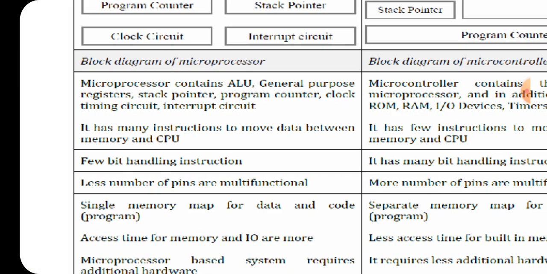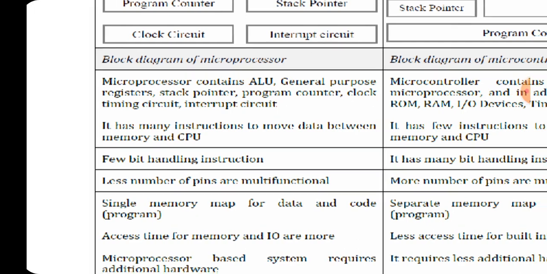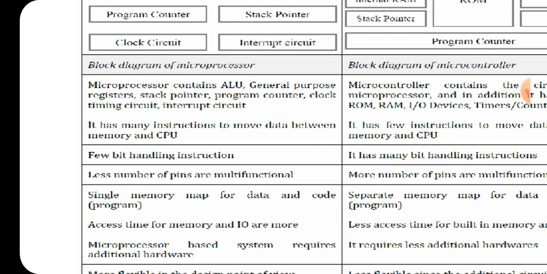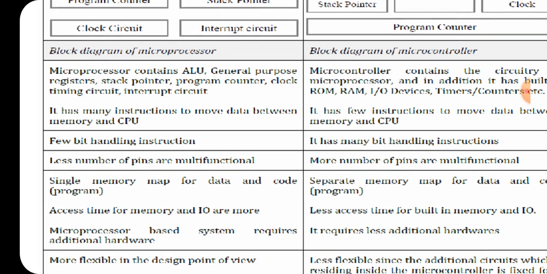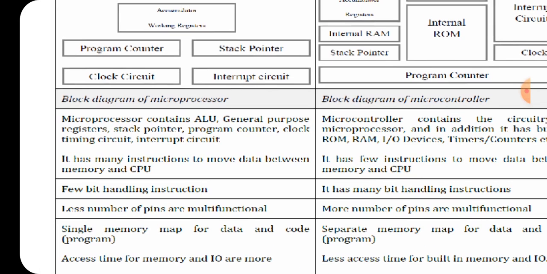The microprocessor contains the ALU and general purpose registers. Plus a microprocessor has only a few bit handling instructions, whereas a microcontroller has many bit handling instructions. In a microprocessor, fewer pins are multifunctional, whereas in a microcontroller, more pins are multifunctional. So what do we say?